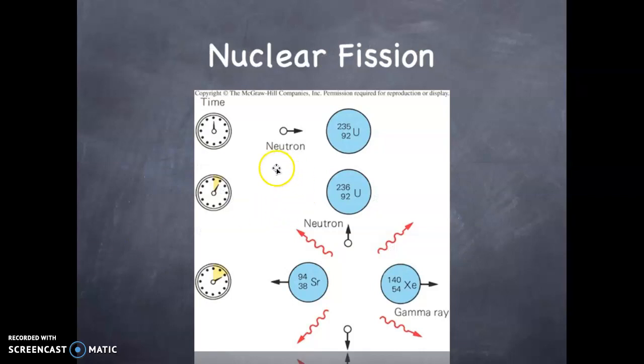Here's a rendition. You bombard the U-235 with neutrons, and you generate a U-236. From that, it will spontaneously decay into strontium-94 and xenon-140 with the release of more neutrons. And then more neutrons are available to impinge on other U-235, and therefore you can have a sustained fission process.